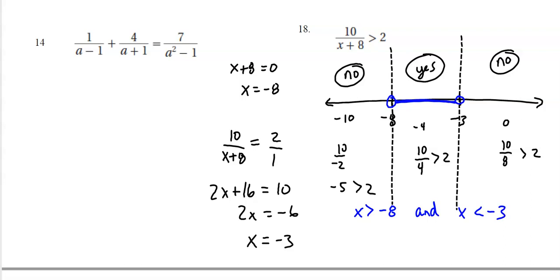Now you can also write it like this. This is called a compound inequality. That says the same thing. x is kind of trapped between negative 8 and negative 3.